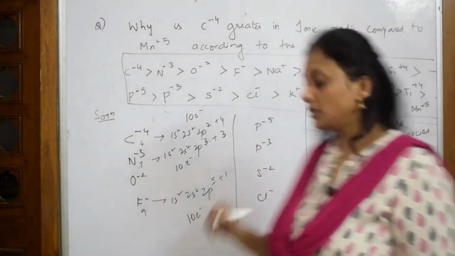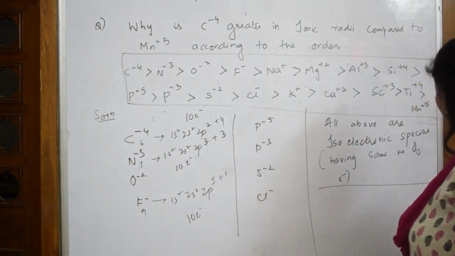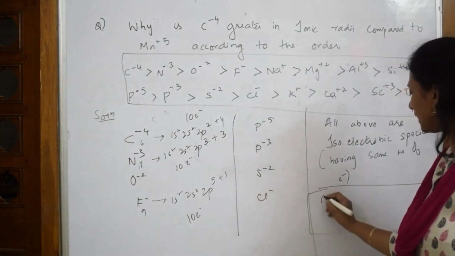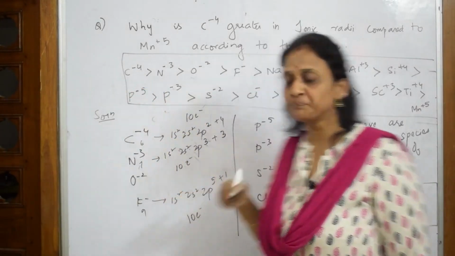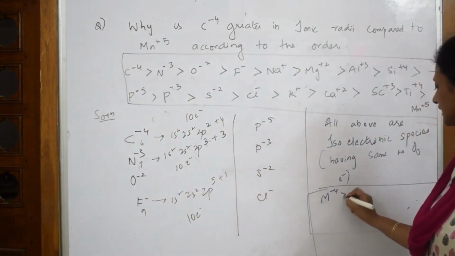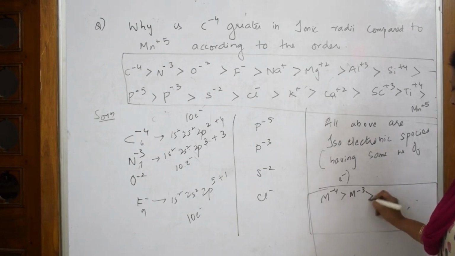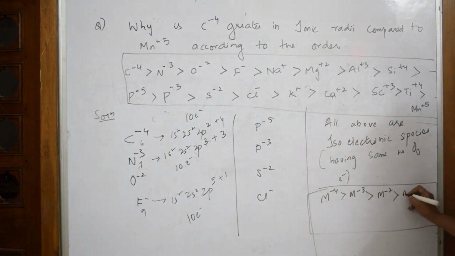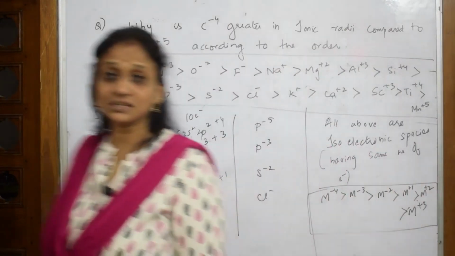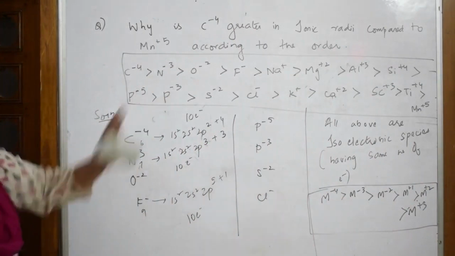What is the order? Whenever you have an isoelectronic species, the order is always M minus 4, here because you have started with 4, I'm going to take that 4 first. Right? M minus 4 greater than M minus 3 greater than M minus 2, all these are elements, greater than M plus 1, greater than M plus 2, which is greater than M plus 3, like that, plus 4, plus 5, go till this plus 5. So according to this order, isn't it C minus 4 greater than Mn plus 5?